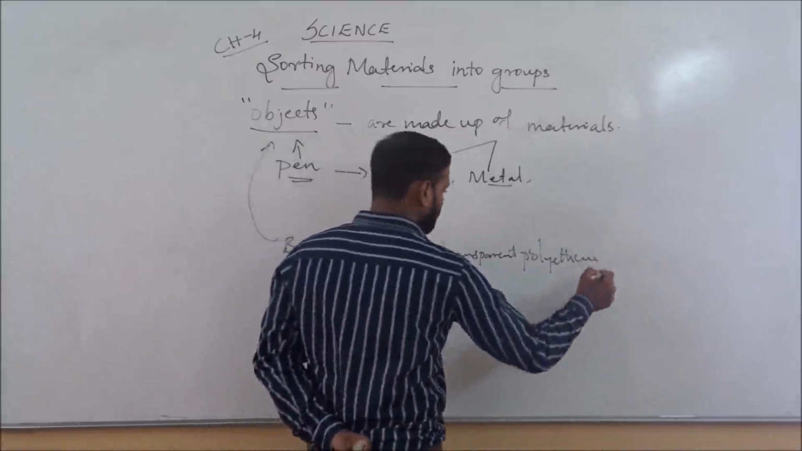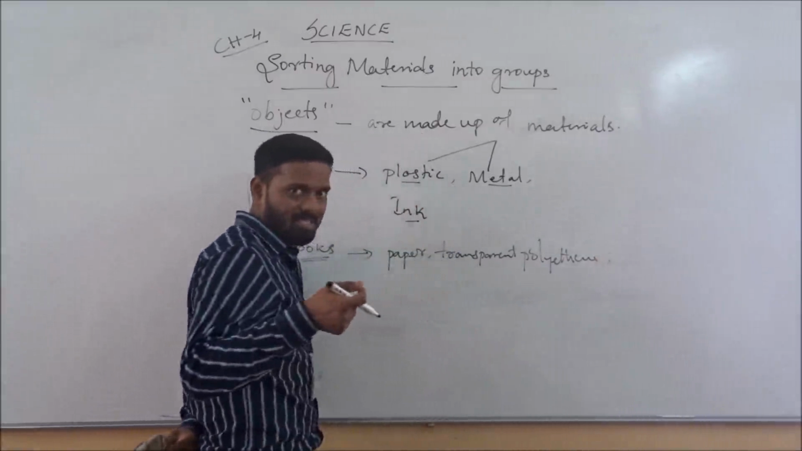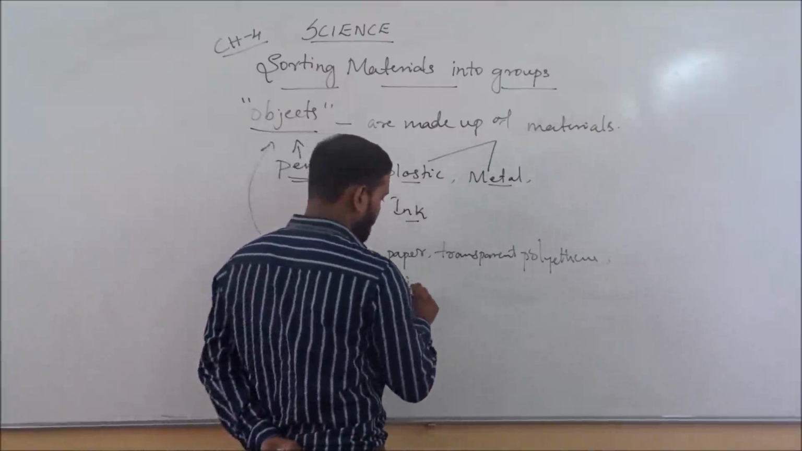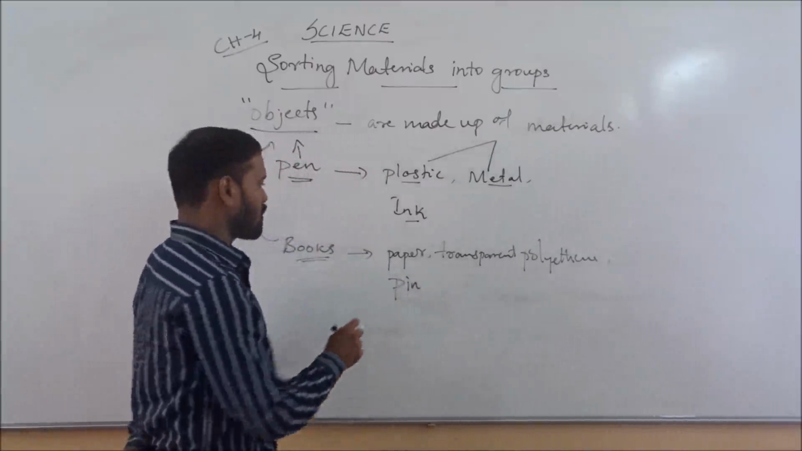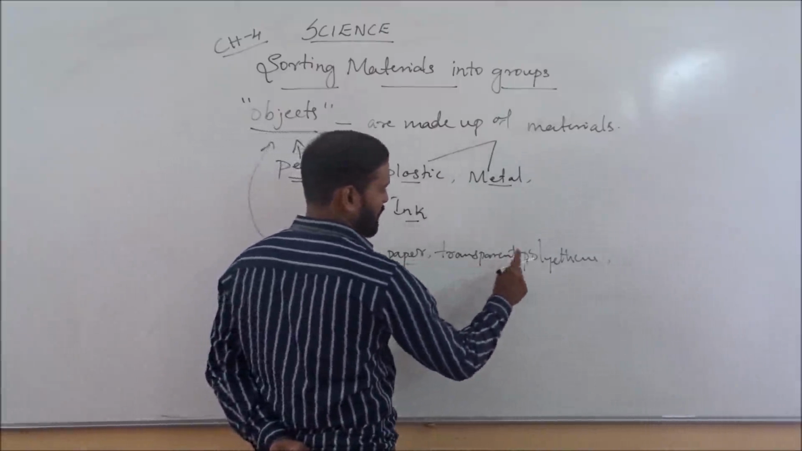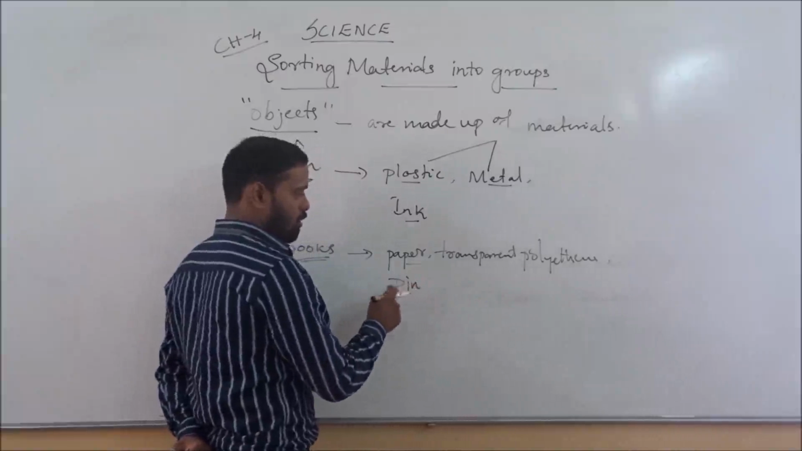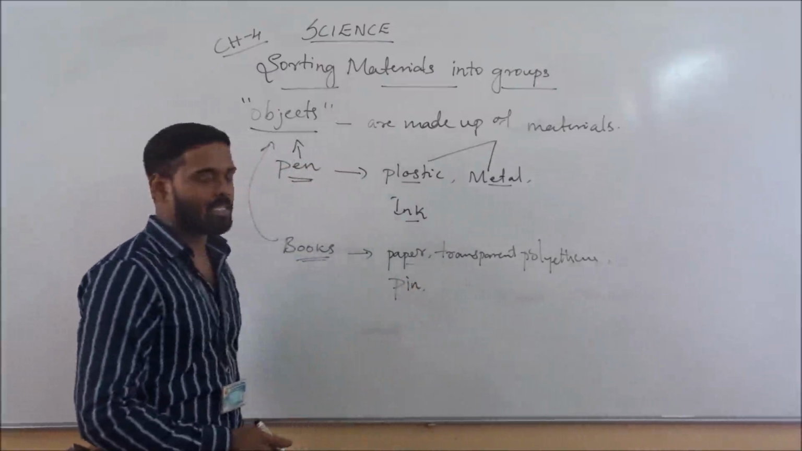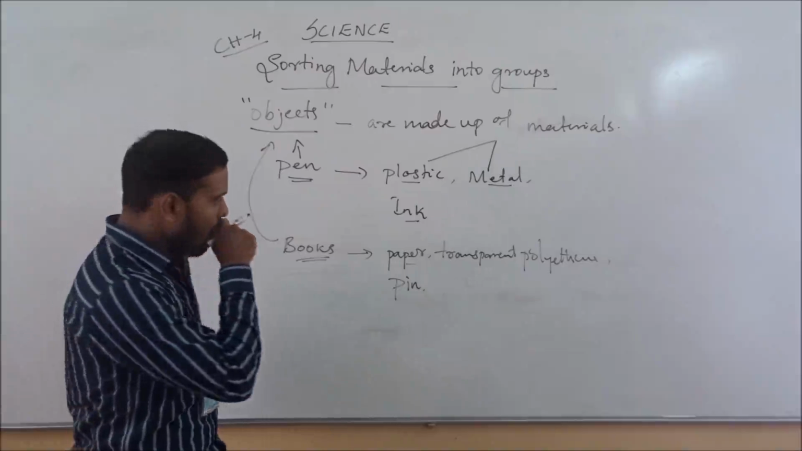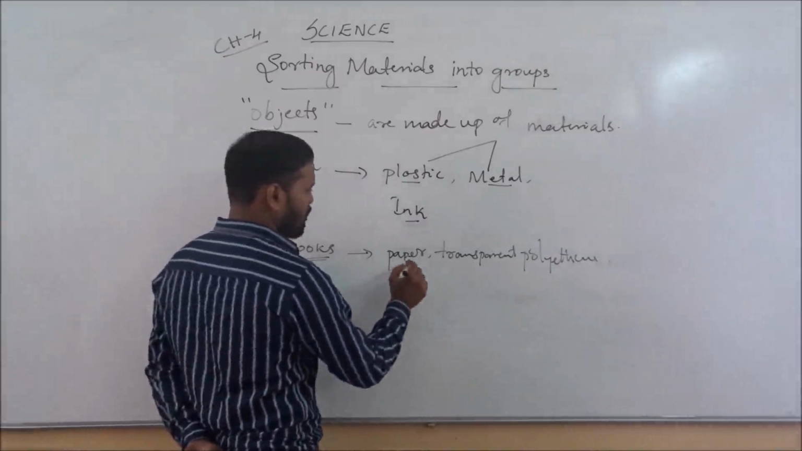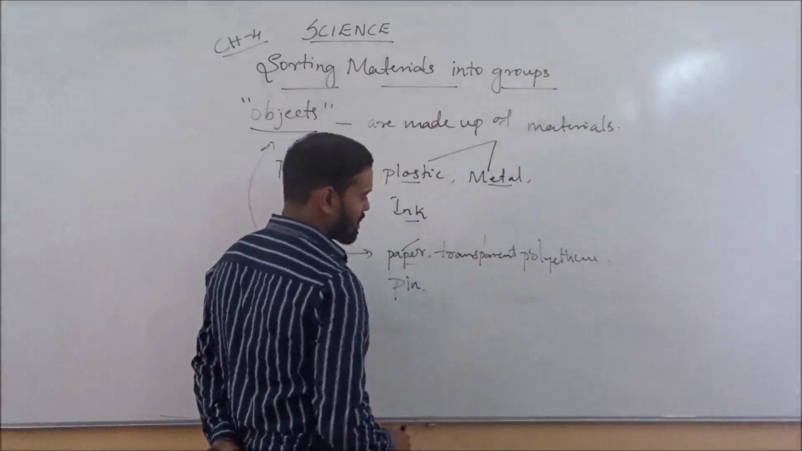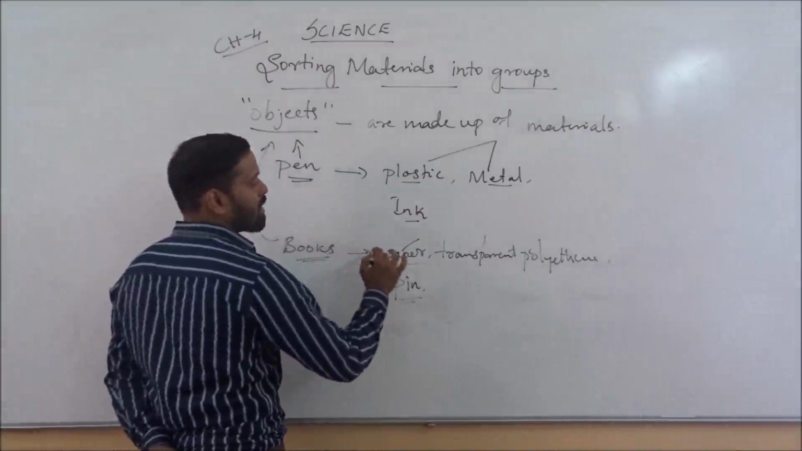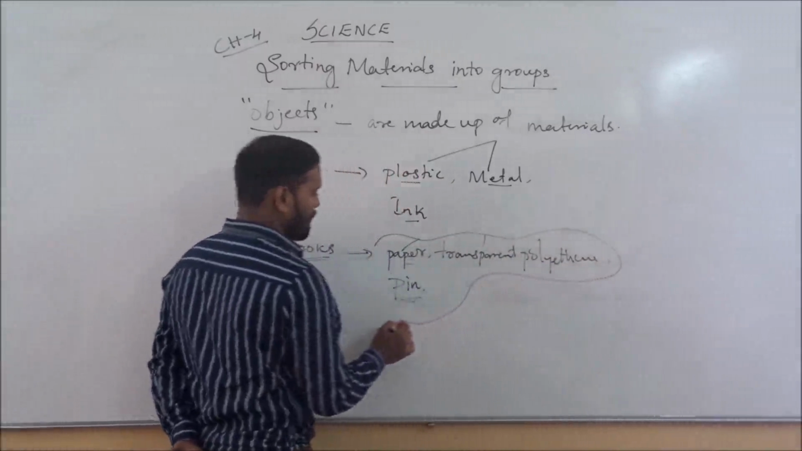Okay, then a pin is required, because the pin is for joining. So these are the minimum things. Paper is necessary, transparent polythene, and that is also another kind of paper, and then a pin. So these are the main things necessary to make a book. You can see paper is a material, transparent polythene is a material, pin is a material. So this book is made from many materials, more than one material is used.